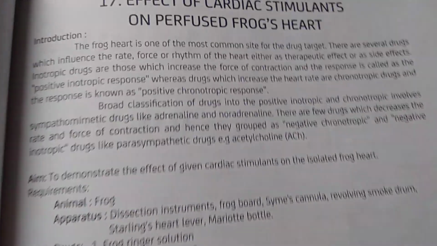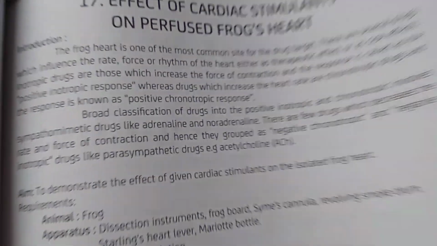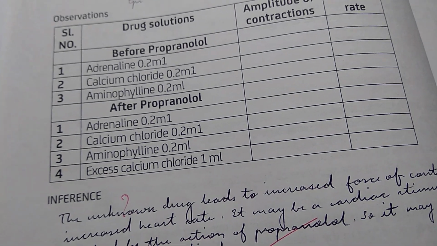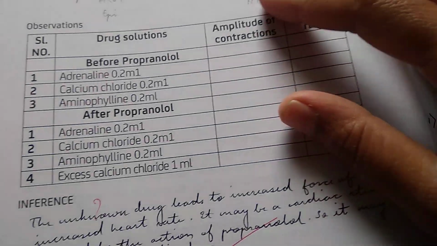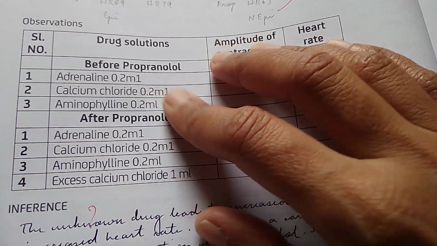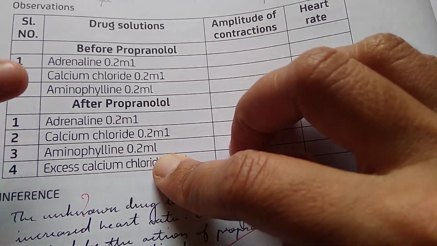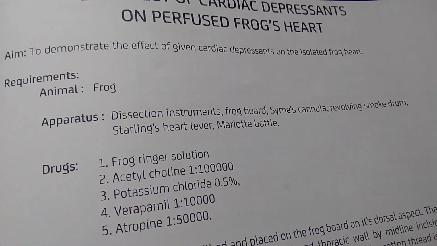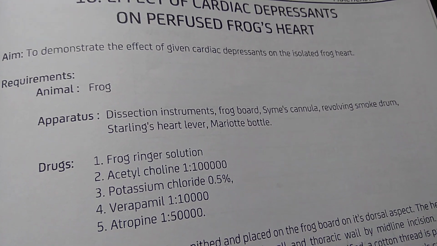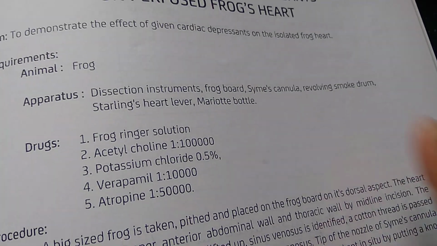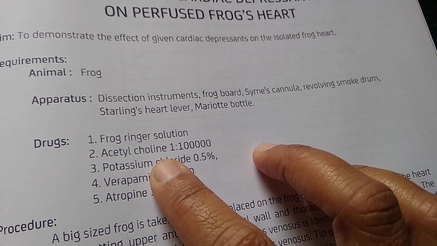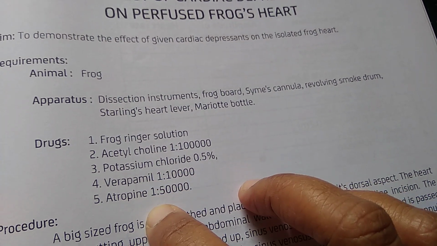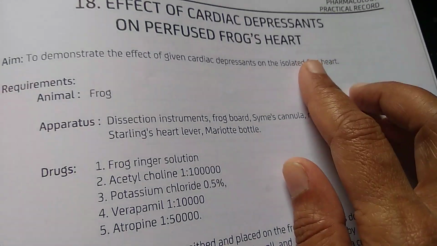Oh. Yeah. So this is the frog heart. So what are they putting here? What drugs are they talking about? Adrenaline, calcium chloride. Oh, they're talking about propranolol, is it? Excess calcium chloride, if you give, what will happen, guys? Excess of calcium, think about it. This is a cardiac depressant they are giving here. The drugs they're talking about are acetylcholine, potassium, verapamil and atropine. See, they are giving potassium here. Depressant.